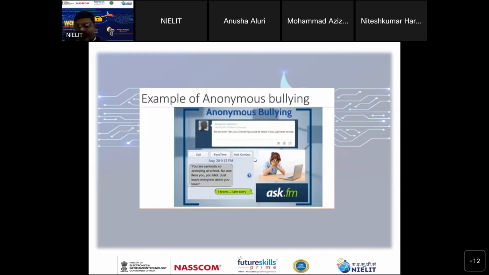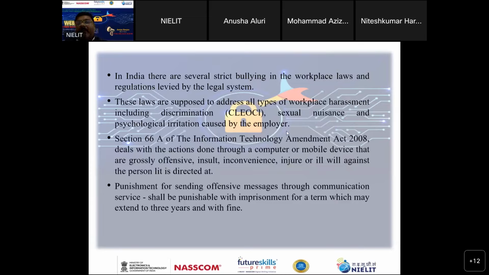So we don't have any right to bully someone on social media. It is also a crime. In India, there are several strict laws and regulations against bullying in the workplace levied by the legal system. These laws are supposed to address all types of workplace harassment, including discrimination, sexual harassment, and psychological irritation caused by the employer. Section 66A of the Information Technology Amendment Act 2008 deals with actions done through a computer or mobile device that are grossly offensive, insulting, inconvenient, injurious, or of ill will against the person it is directed at. Sending offensive messages through a communication service shall be punishable with imprisonment for a term which may extend to 3 years, or with a fine.